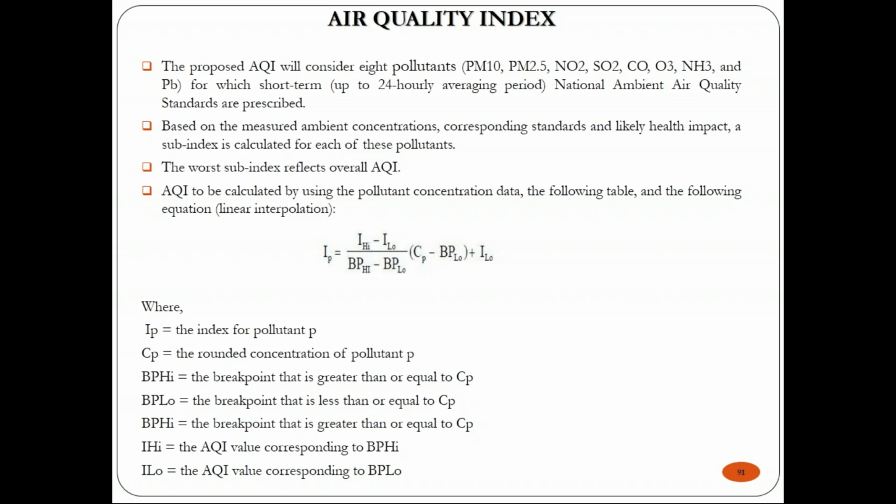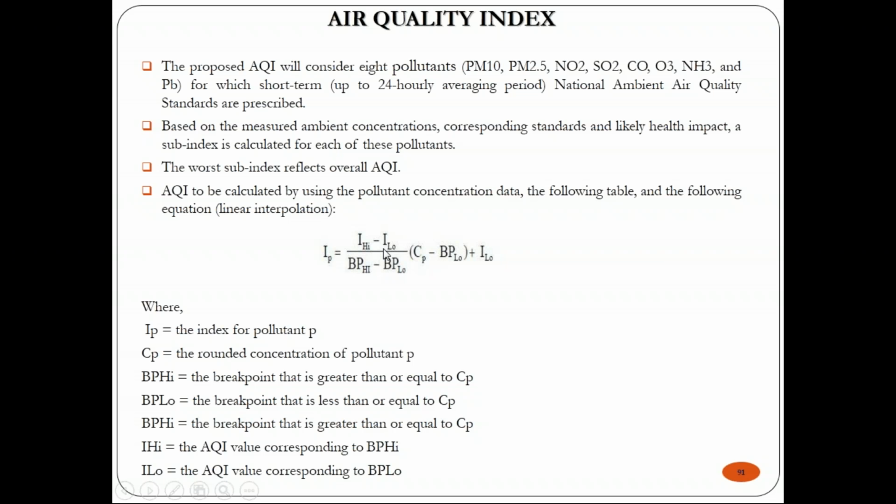So in this AQI, you can see 8 parameters: PM10, PM2.5, SOx, CO, ozone, ammonia, and lead. These are for short term, like 24 hourly average data. On the basis of this, the standard has been prescribed. The formula is given here.